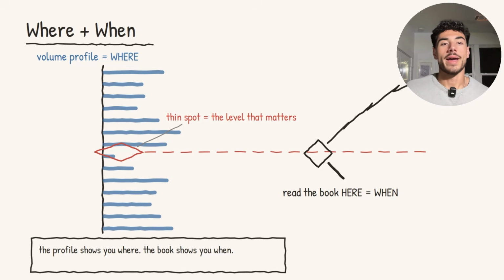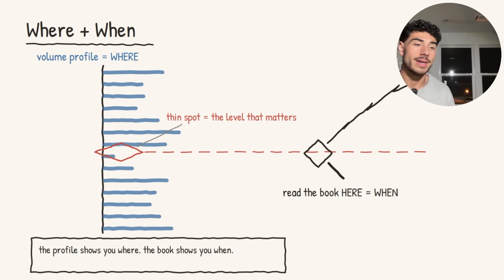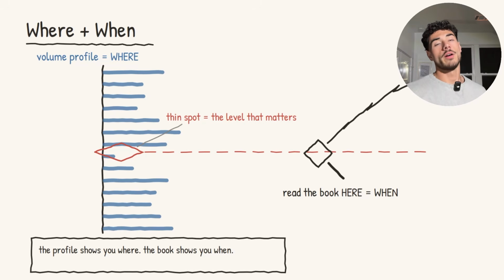So now we have where plus when, okay? Where plus when equals your trade. Now we're not taking trades anywhere randomly, and trust me, you can fall down a rabbit hole with that with the Bookmap. But it's important that you only trade in certain areas that you're looking for, and then you wait for the right confirmation, okay? Now, the volume profile is going to show you where. So a thin spot, the level that matters, okay?